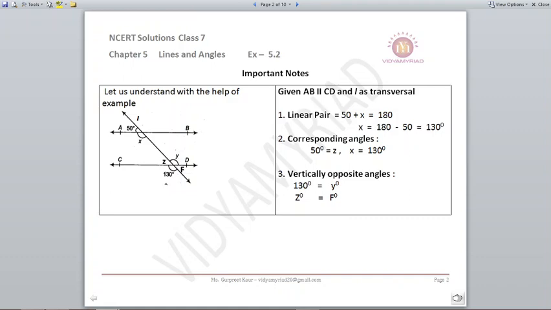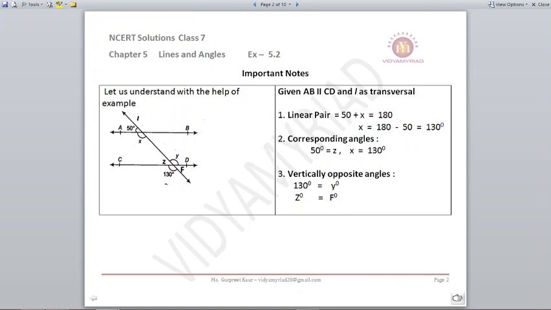Now if you look at the lower part, CD as a line, you see that 130 degrees, its directly opposite is Y and Z directly opposite is F. They both will be equal because of the vertically opposite angles. Most of the questions are based on this, and we will be doing the practice for that.